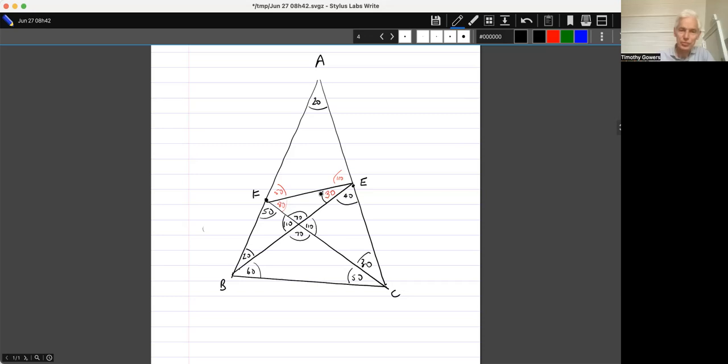70, 80, 30, is there another conjecture? There doesn't seem to be. Can't find even another angle of 80. So that triangle doesn't seem to be particularly relevant. There's a 50, 60, 70.